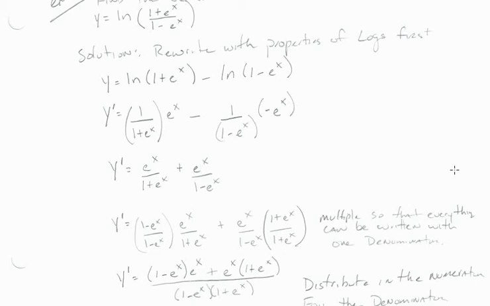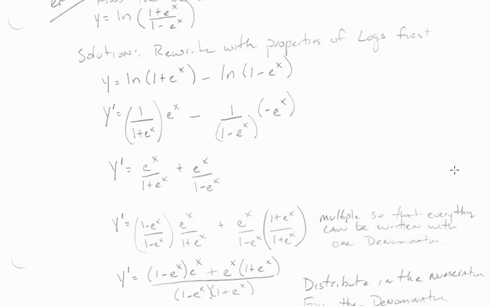Sometimes we have to simplify and combine, so our best bet is to find a common denominator. The common denominator in this case is actually just multiplying both denominators, so our common denominator should be 1 plus e to the x times 1 minus e to the x. On the left side we're missing the 1 minus e to the x, so we have to multiply it by 1 in the form of 1 minus e to the x over 1 minus e to the x.